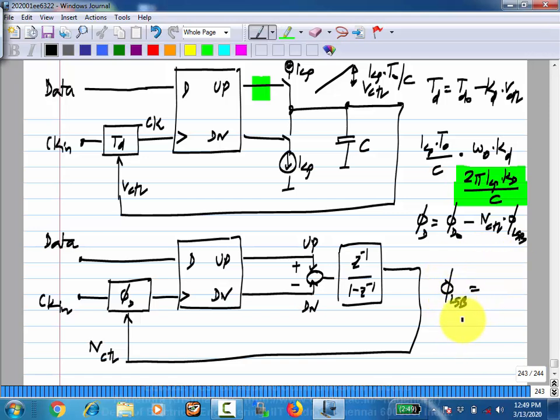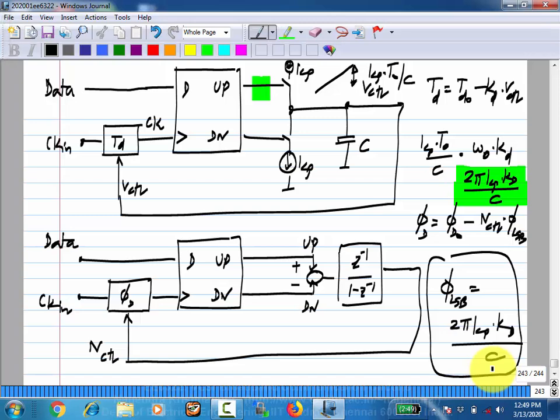If I assume that phi LSB is 2 pi ICP times KD by C, it will do exactly that. We should start from an analog design and go to digital. We've already done that, so I did this. And the values gave you an idea of how much the phi LSB should be.